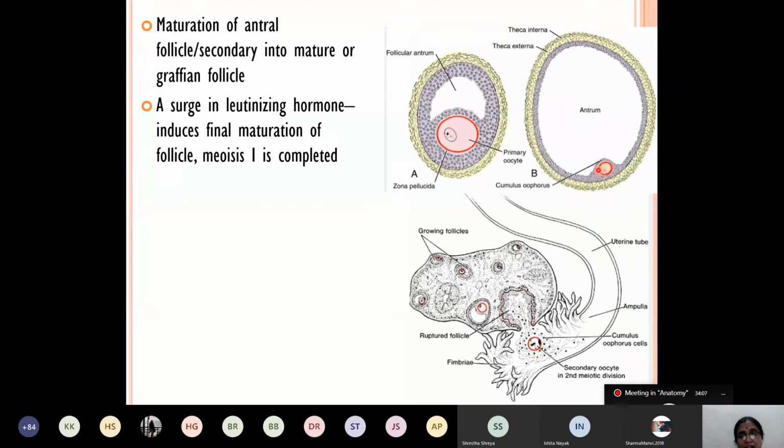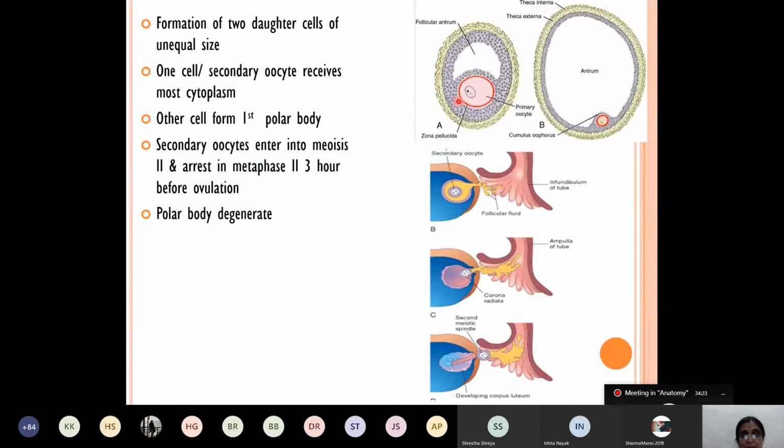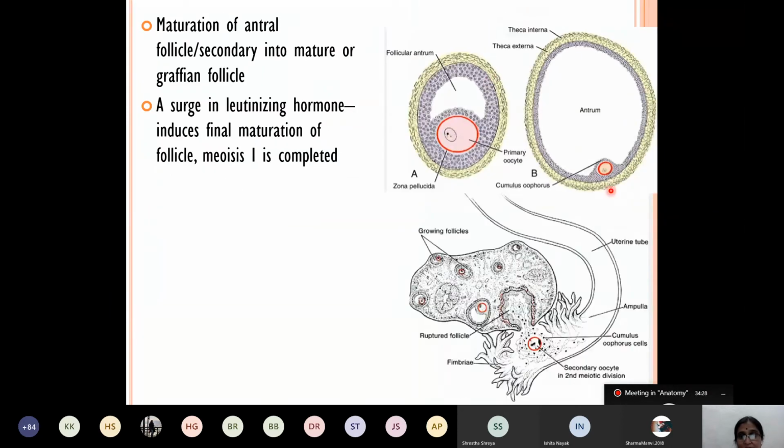So the primary oocyte changes into the secondary oocyte, and then 3 hours before ovulation, what happens? This secondary oocyte gets arrested in metaphase second. 3 hours before ovulation, remember this. So metaphase second. Then what happened, my dear student? Very, very interesting. When this primary oocyte is converting into secondary oocyte, only one secondary oocyte persists, and the second one forms the polar body. And this secondary oocyte, when it is undergoing second meiotic division and gets arrested in the metaphase second, the second polar body is formed. Okay.